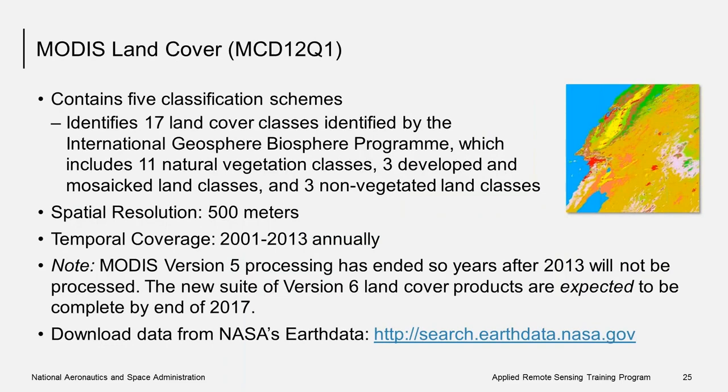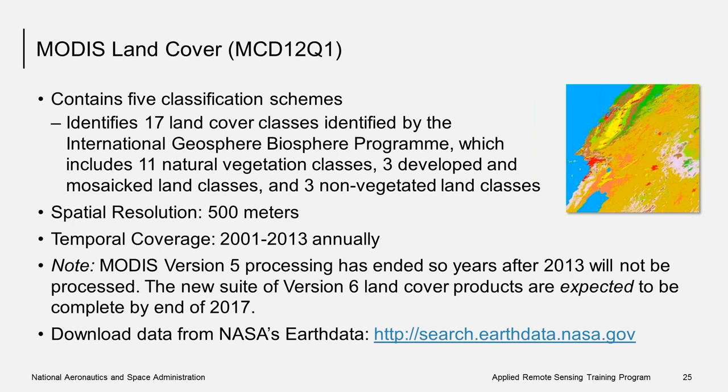The MODIS yearly land cover product incorporates 5 different classification systems that describe land cover properties derived from observations spanning a year. The primary classification scheme identifies 17 classes defined by the International Geosphere-Biosphere Programme, which includes 11 natural vegetation classes, 3 developed land classes, and 3 non-vegetated land classes. The data have spatial resolution of 500 meters.